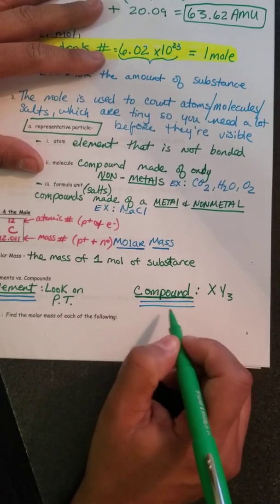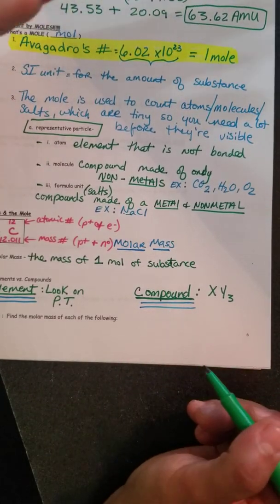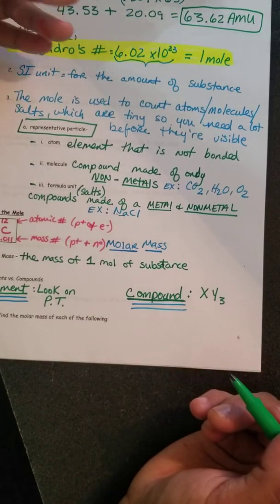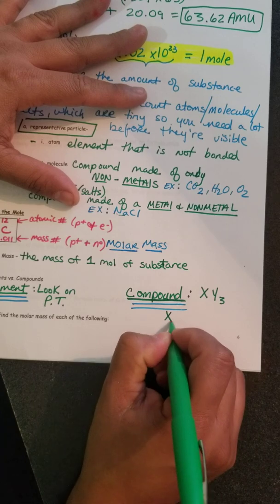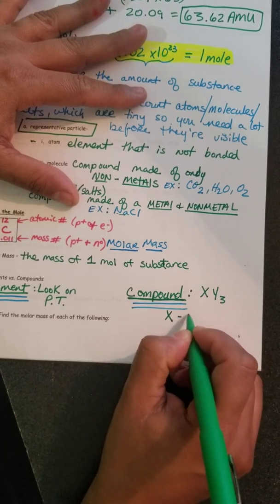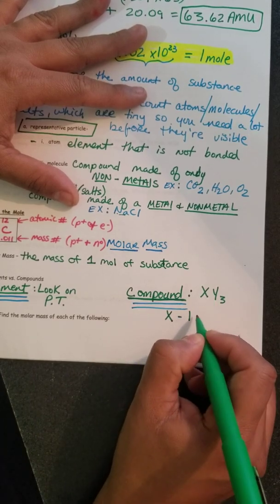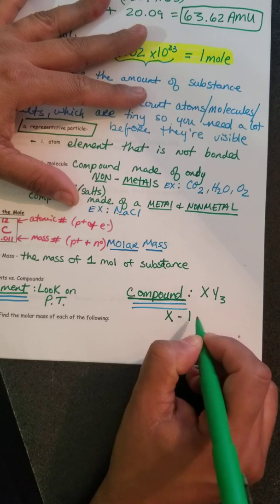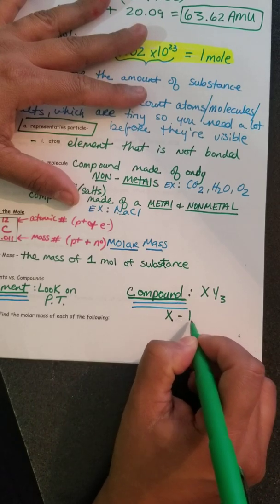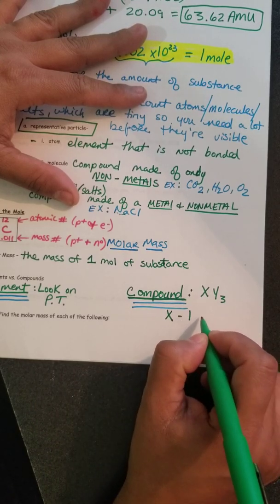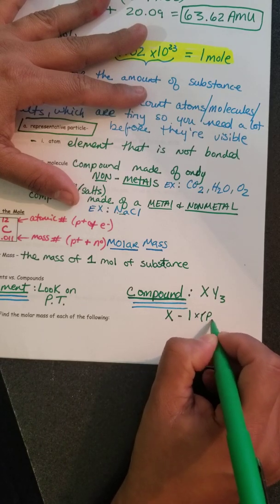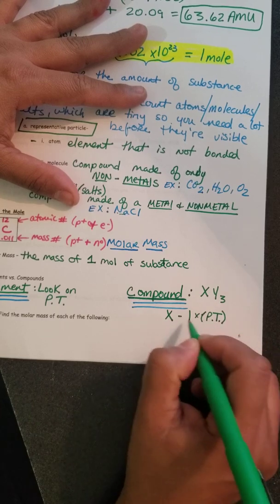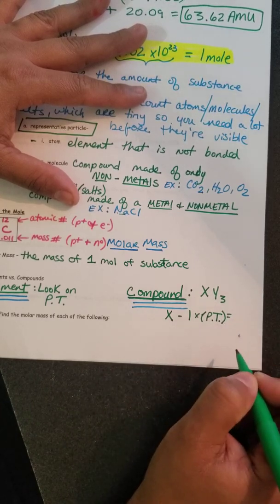Okay? So what we do is we have to find the molar mass by adding up all of the masses for that compound. For example, X. How many X's do I have? 1. Okay? I'm going to get that number, 1. I'm going to multiply it by the number from the periodic table, whatever that is. It's a make-believe number. And we're going to get a number over here.